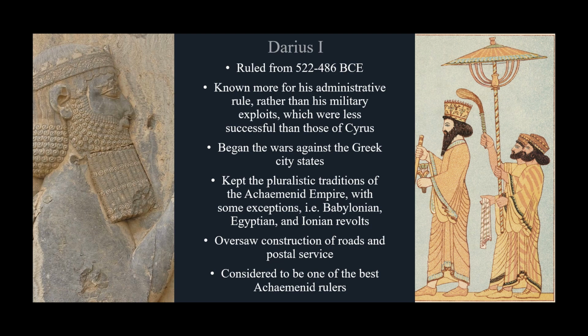Darius kept the pluralistic traditions of the Achaemenid Empire going, although there were some exceptions during the Babylonian, Egyptian, and Ionian revolts. Darius also oversaw the construction of roads and infrastructure, and even a postal service, so that he could better communicate with his satraps in other parts of the empire. Like Cyrus, he's also considered to be one of the best of the Achaemenid rulers, even if he did make some mistakes.